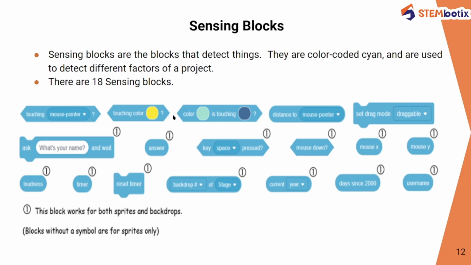Also in this category we have different types of blocks. For example, boolean blocks to give conditions to your coding, operator blocks, and different stack blocks. So these are the three different types of blocks available in sensing blocks. These sensing blocks are used to sense or detect particular things in your coding. Blocks with a number on them are used for sprites and backdrops as well, and blocks without any symbol are used only for sprites.